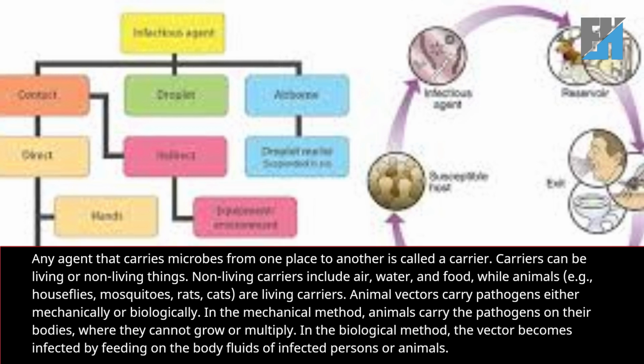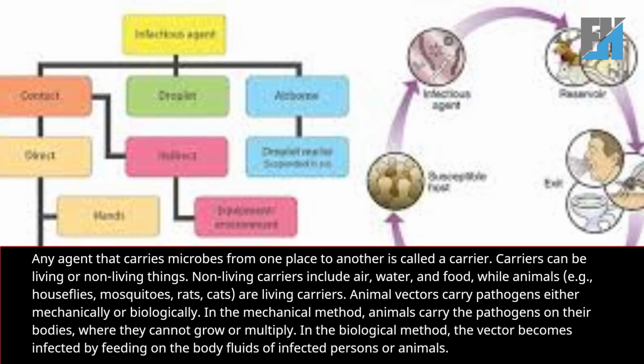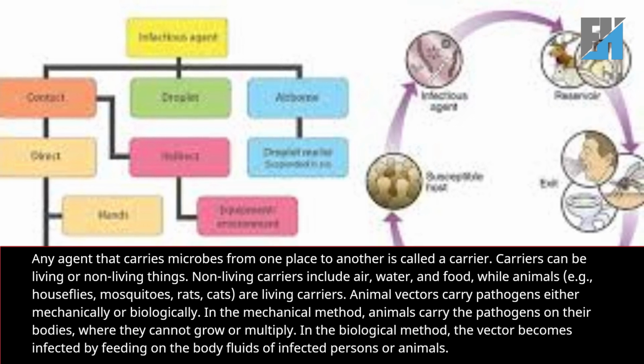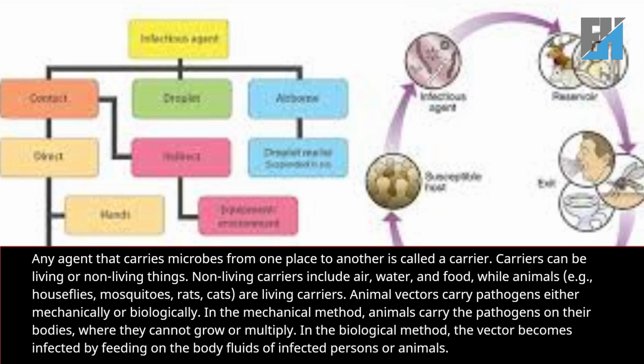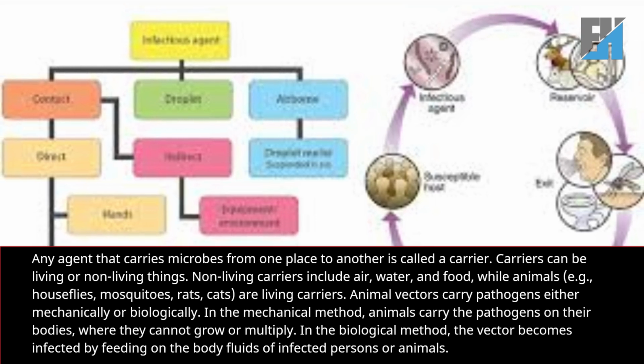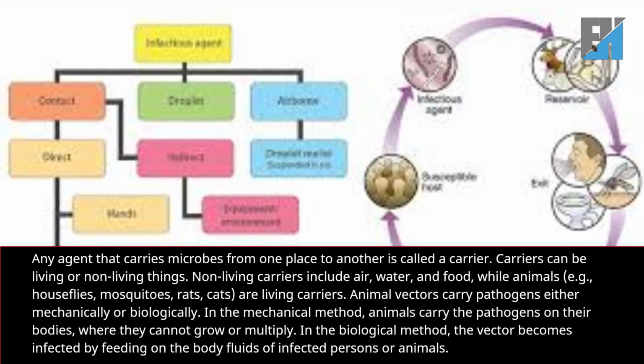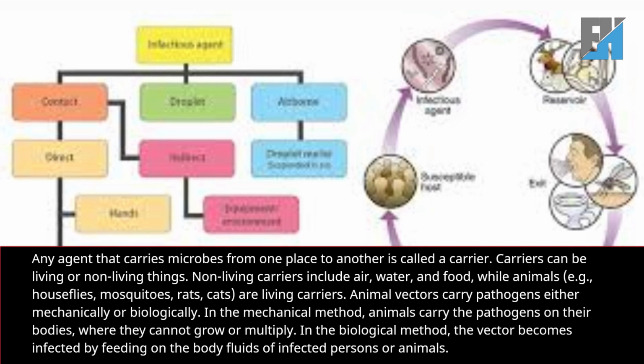Animal vectors carry pathogens either mechanically or biologically. In the mechanical method, animals carry the pathogens on their bodies, where they cannot grow or multiply. In the biological method, the vector becomes infected by feeding on the body fluids of infected persons or animals.